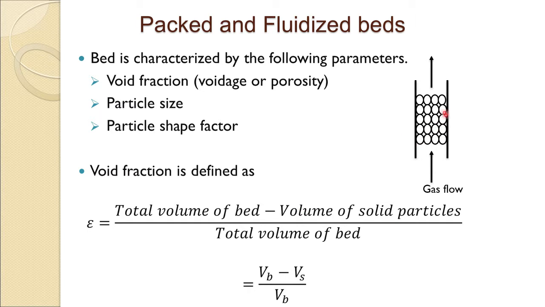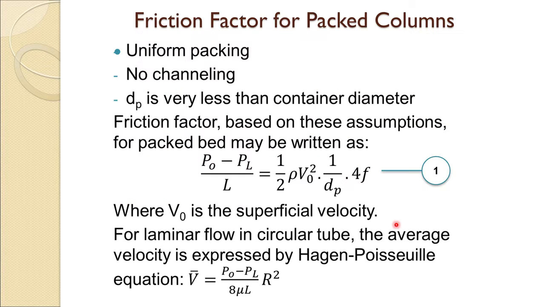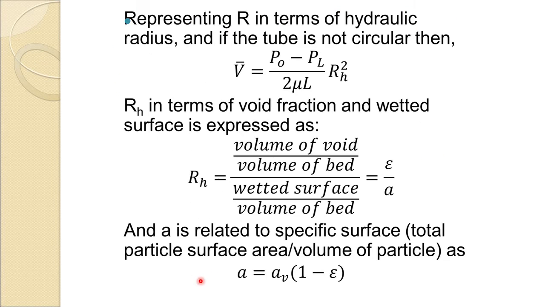If there is no particle in this tube or cylinder, whatever velocity the gas has here is what we call the superficial gas velocity. We will come back to this again. For laminar flow in a circular tube, the average velocity is expressed by the Ergun equation, which I believe you might be aware of, and this is true only under laminar flow. We are trying to get this friction factor correlation for a packed bed column under laminar flow. So, this is the average velocity.